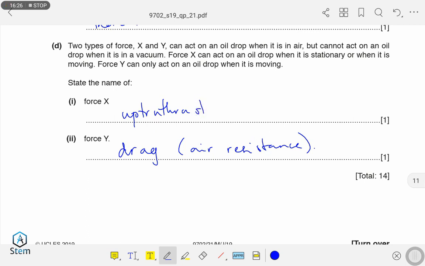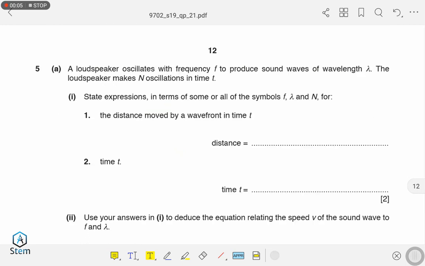The upthrust: this force acts on an object that is immersed in a fluid, and we know that air is a fluid, so it will give upthrust to our object there. Let's look at question number 5.